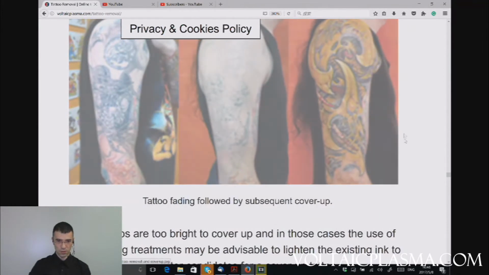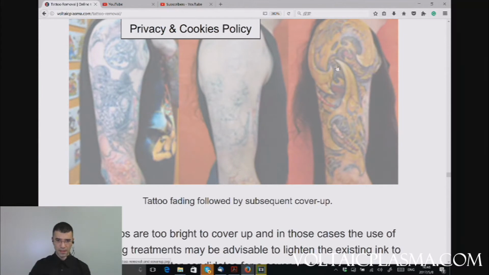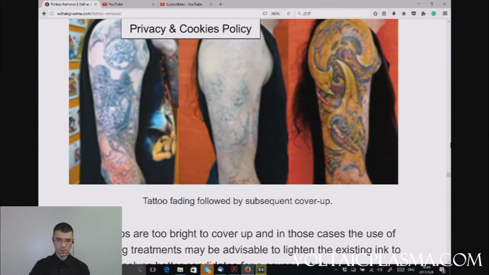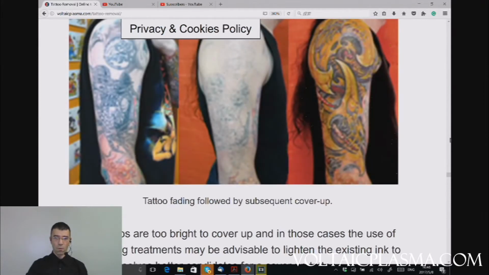This is another picture showing tattoo fading, and then the cover up after that. Just as a practical example of what happens when people are not happy with tattoos, they get them faded to a certain extent, as we see in the middle of the picture, and then they have it covered up later on. So when you hear about tattoo removal, don't think it's going to be removed, because in 80% of the cases it's not going to be removed. In reality, it's going to be faded to a certain extent, and then it's going to be covered up with something else.